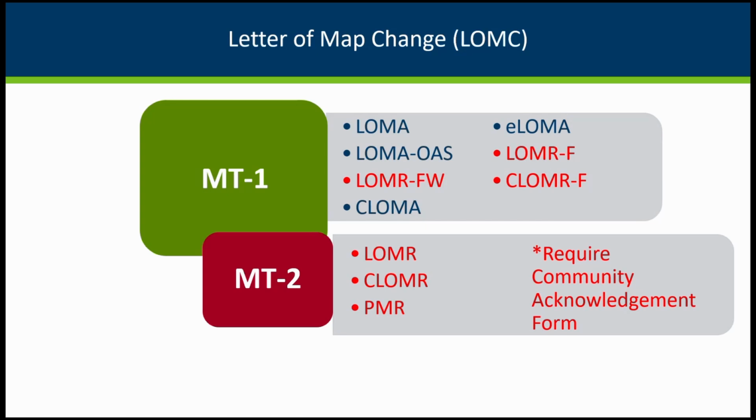So in this slide, we're pointing out that those in red, the LOMR-F, CLOMR-F, the LOMA involving a floodway, and those MT2 actions all require acknowledgements from the community. They require that the community acknowledgement form is completed. And we'll talk about that a little later, but just letting you know up front that those are the ones that the community has to be involved in getting approved.